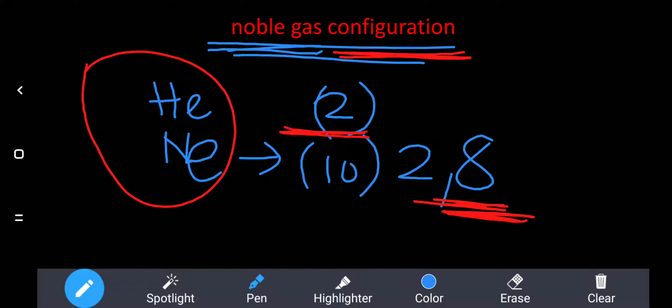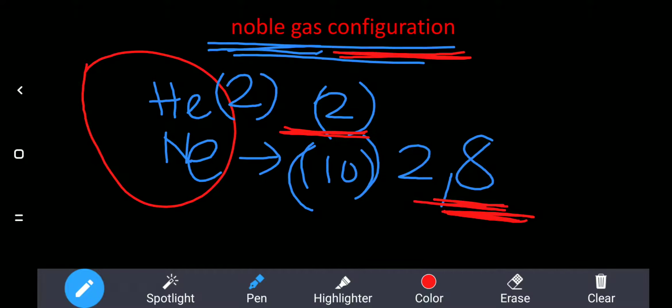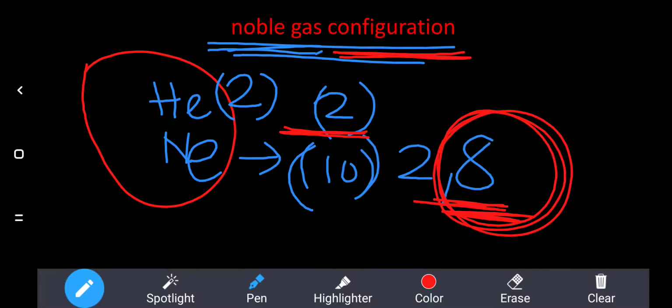Configuration means distribution of electrons. The helium atomic number is 2 and the configuration is 2. Neon atomic number is 10, so configuration is 2 comma 8. We say any element will attain noble gas configuration when they have got 8 electrons in their outermost shell.